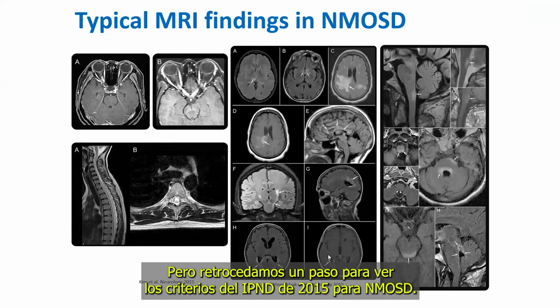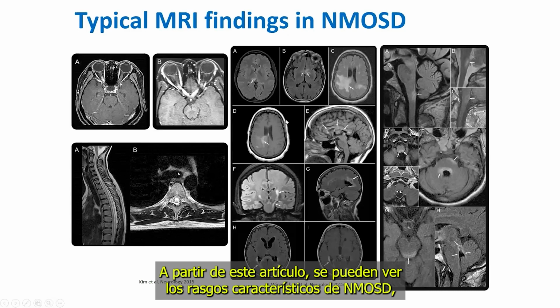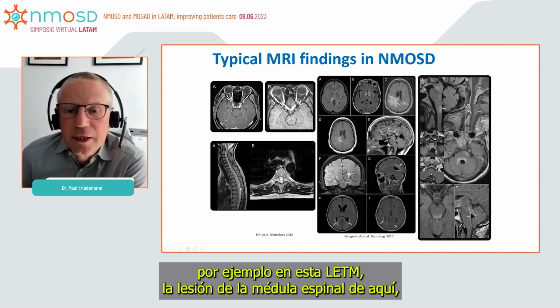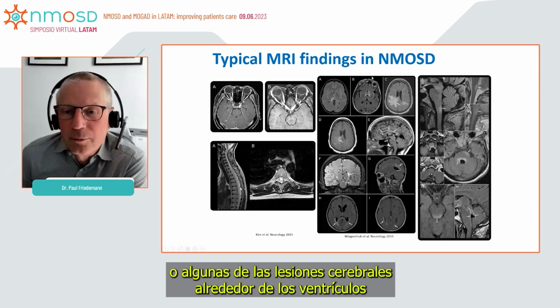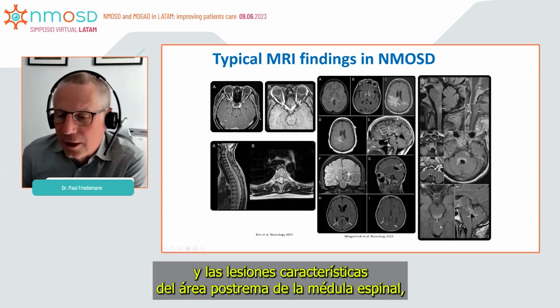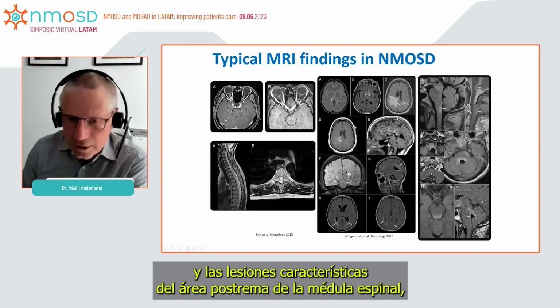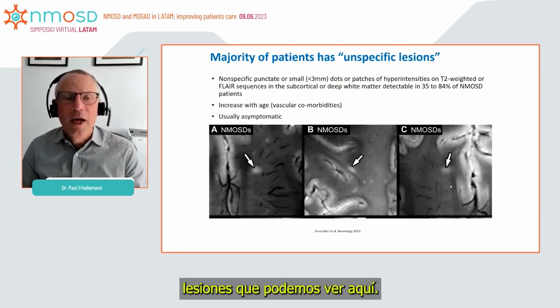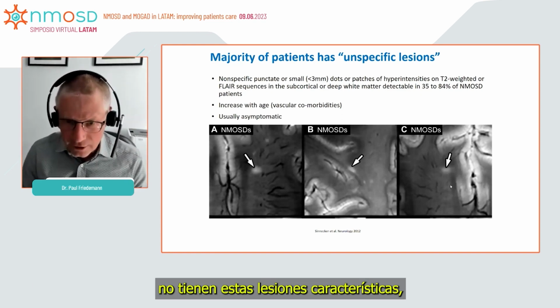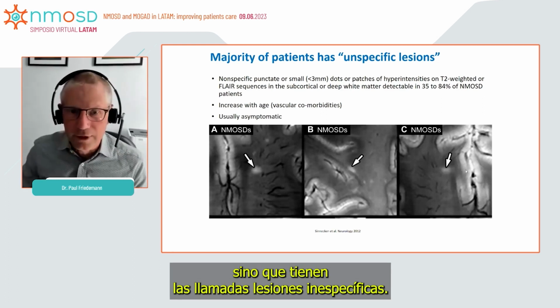But to take a step back and go back to the 2015 IPND criteria for NMOSD. From this paper, you can see characteristic MRI features of NMOSD, for example, this LETM, this long cord lesion here, or some of the brain lesions around the ventricles or tumefactive lesions here, and the characteristic dorsal medulla area postrema lesions shown here.